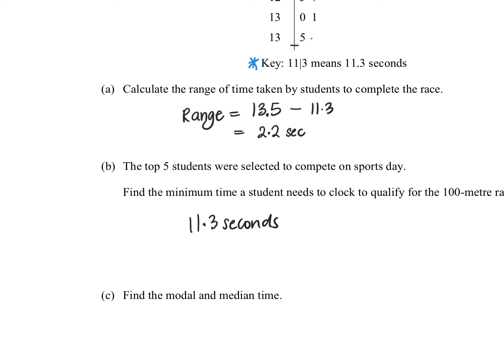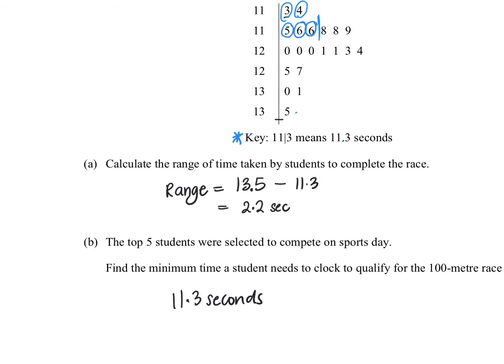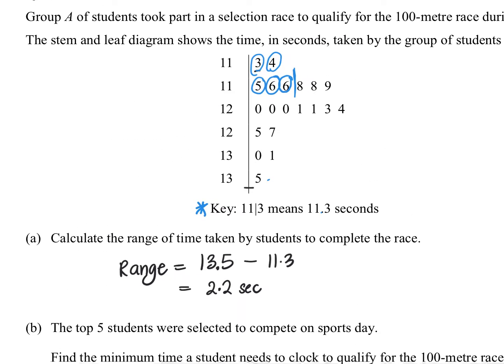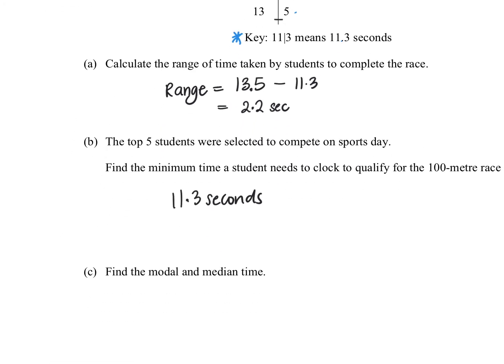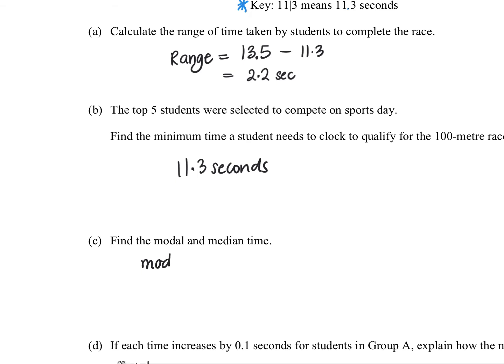Next one, find the modal and the median time. What's the mode? The mode is the data value that appears the most often. So I'm going to erase this away a little bit so that I can have working. Right, so we're going to look at the mode. Which number appears the most often? The most number of times. So we have this one, that will be 12.0 seconds. So the modal timing, mode will be 12.0 seconds.